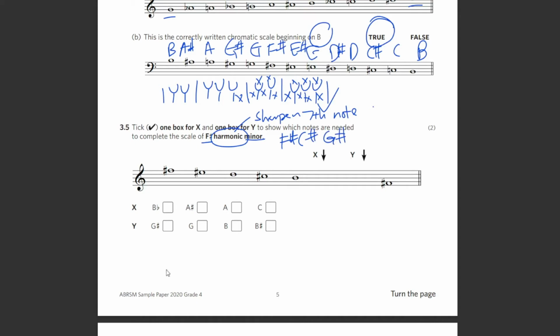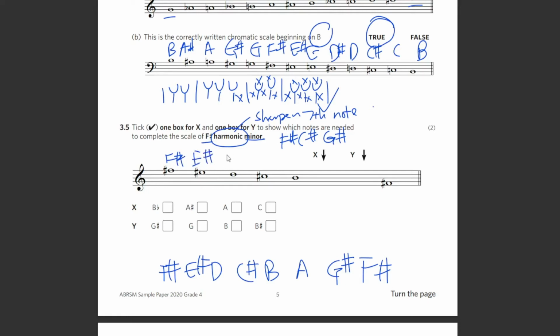So this is descending, so it's F, E, D, C, B, A, G, F, and you have F sharp, you have C sharp, and you have G sharp here. Next you need to sharpen the 7th note, which is E, so you should have E sharp. So this should be F sharp, E sharp, D, C sharp, B, then A, G sharp, F sharp. So this is A and this is G sharp. So X is A, Y is G sharp.